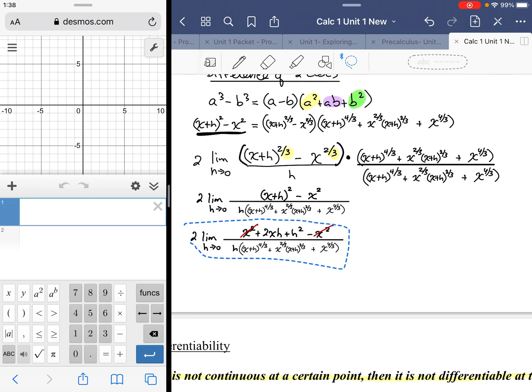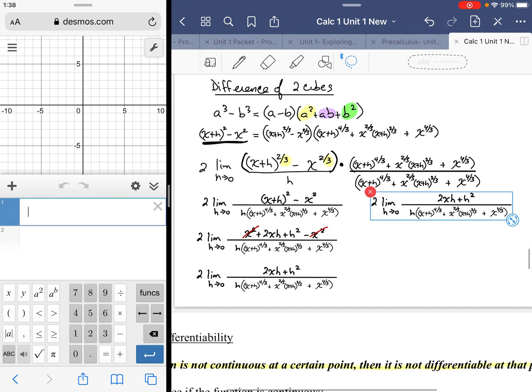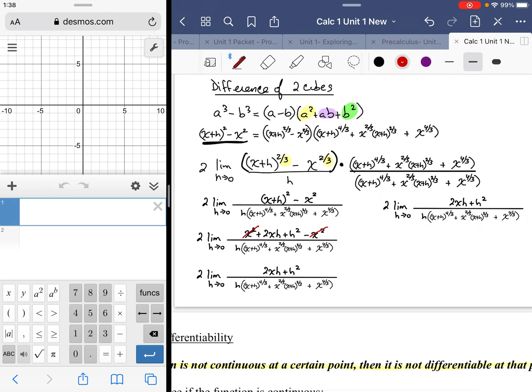So, copy, paste. So these are gone. So we have this expression. So just continuing the journey, I suppose. I could factor out the h. So I'd be left with h, parentheses 2x plus h.